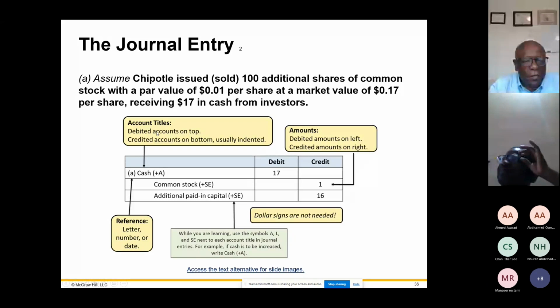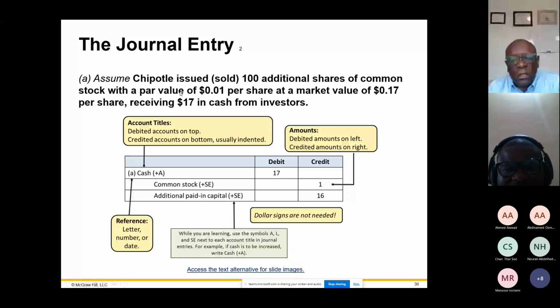So here you can see the sale of 100 additional stock. We all know now the difference between the share's par value, which is the book value in the books, and the market value. You can see the par value is this and the market value is this. And even though the market value here is greater than the par value, at times the par value may be greater than the market value. Who can give us the reason why at times the market value may be less than the par value?